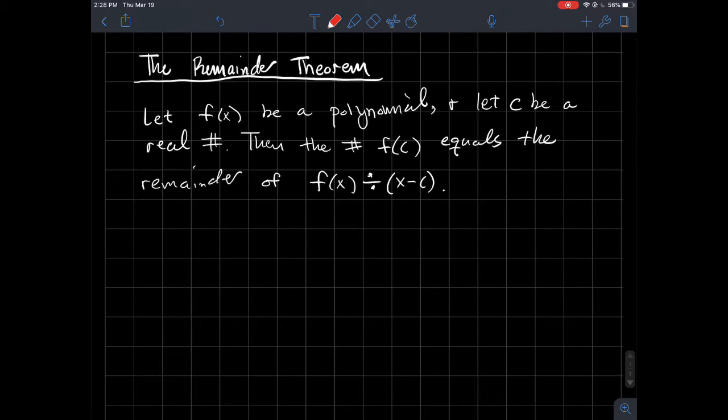This is a short video about the remainder theorem that goes along with polynomial division. So here's what it says, and here's what you should know.